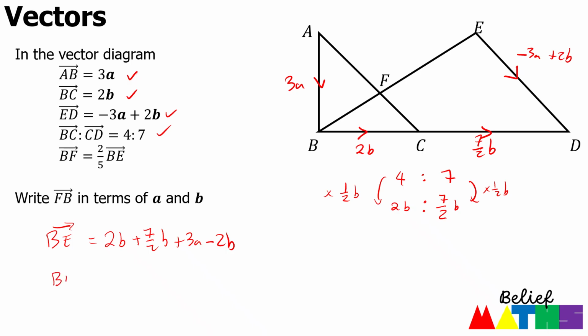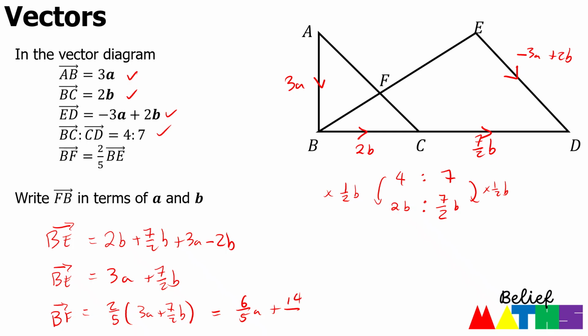If we collect our like terms, then BE will be equal to, I like my a's to be first, so 3a plus 7 over 2b, because 2b minus 2b is 0, plus your 7 over 2b is 7 over 2b. That's B to E. Now I want B to F, which is 2/5 of that. So B to F is equal to 2/5 of 3a plus 7 over 2b, and then multiplying by a fraction just gives us 6 over 5a plus 10 over, doesn't give us 10, apologies, 14 over 10.